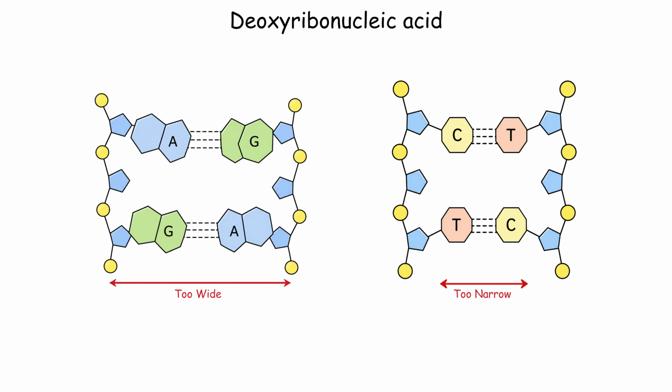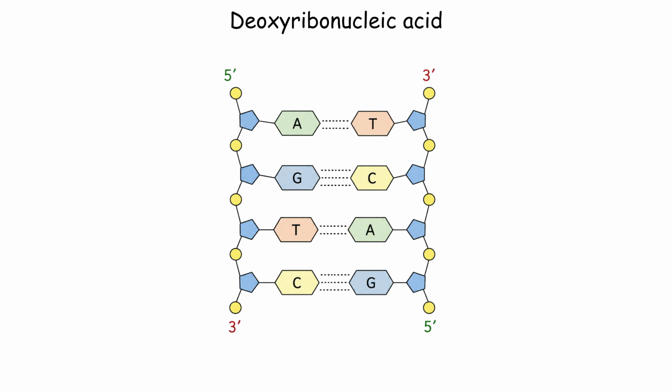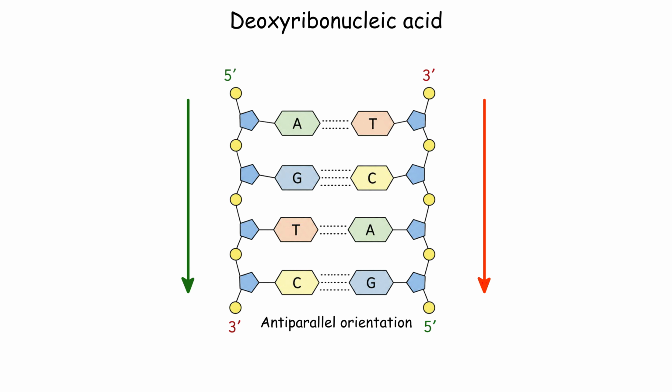Another important feature of DNA is that the 2 strands run in opposite directions. One strand runs from the 5' end to the 3' end. The other strand runs from the 3' end to the 5' end. This arrangement is called anti-parallel orientation. So, DNA is double-stranded, has complementary base pairing, and stores genetic information in the sequence of its bases.